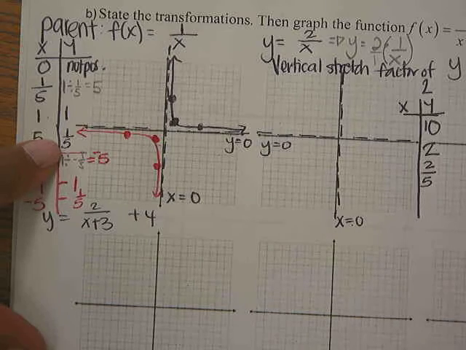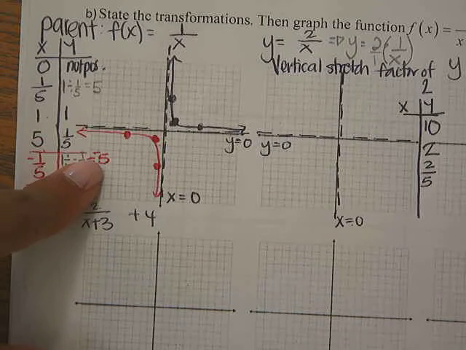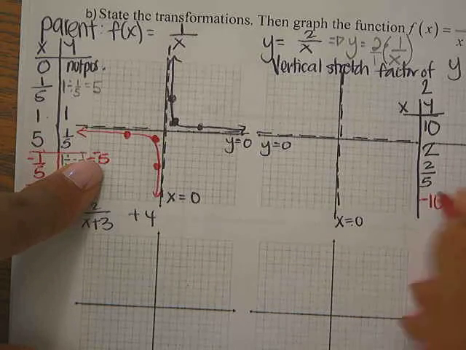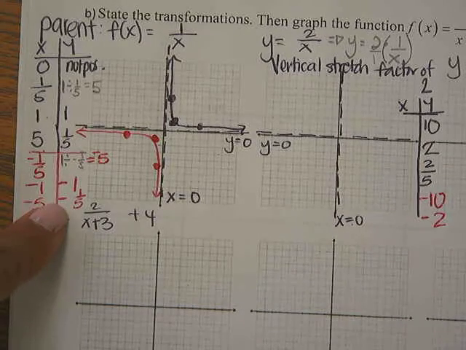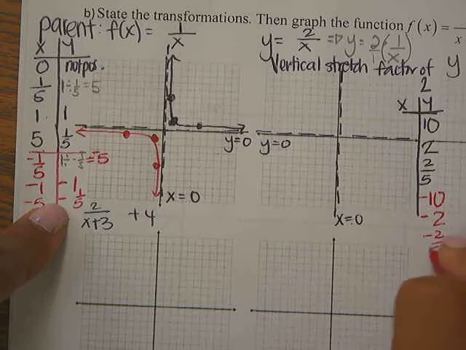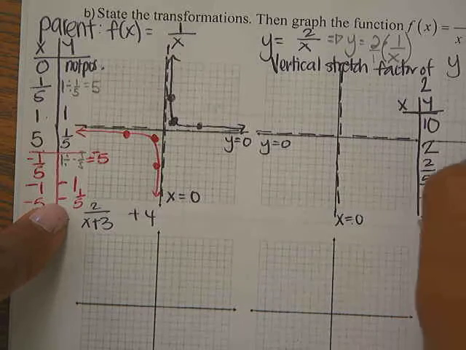I'm using a different color pen for my left curve. -5 times 2 is going to be -10. -1 times 2 is -2. -1/5 times 2 is -2/5. Okay, so let me just extend this really quickly.